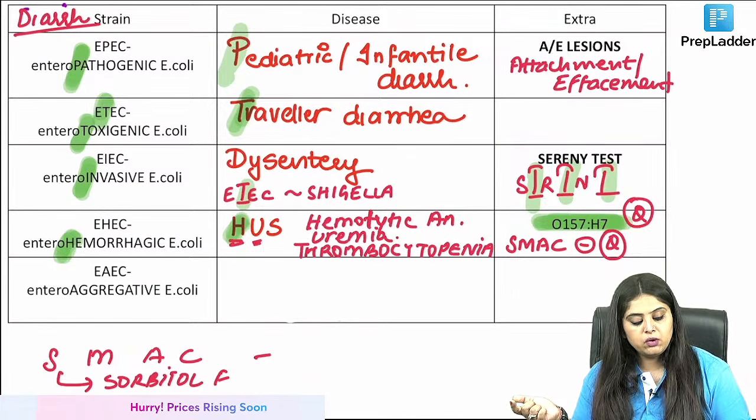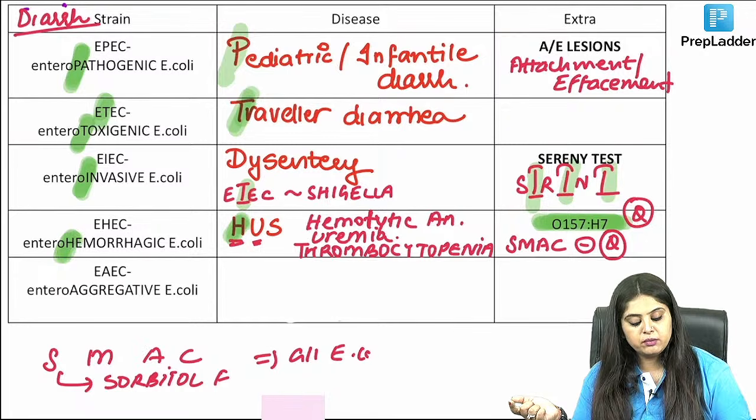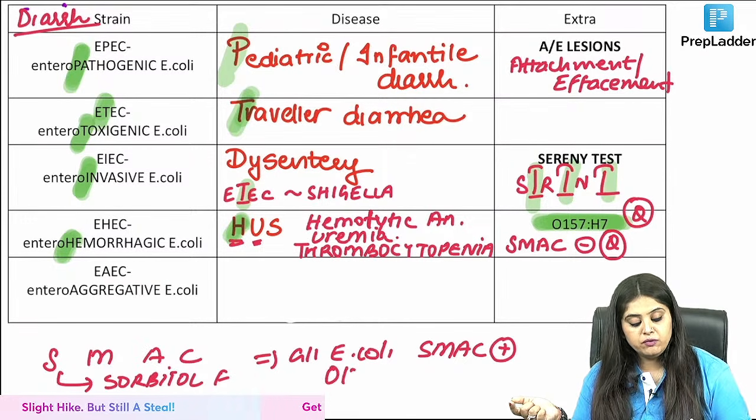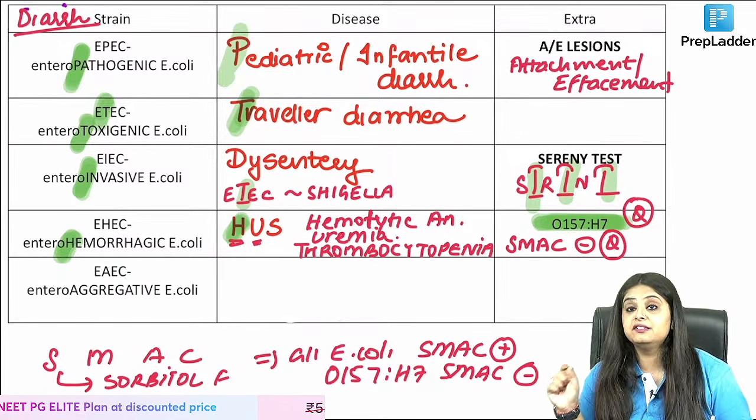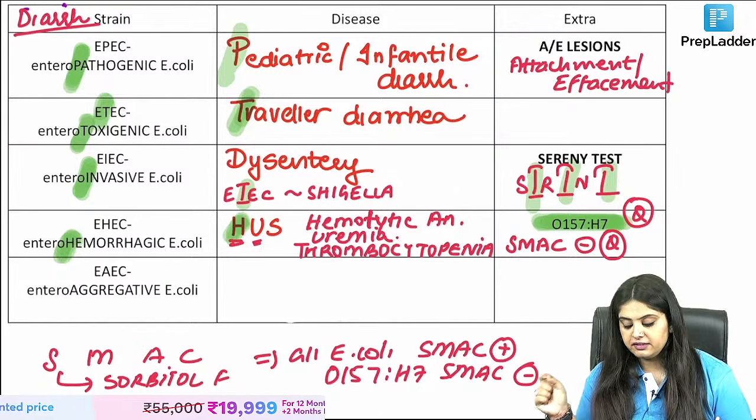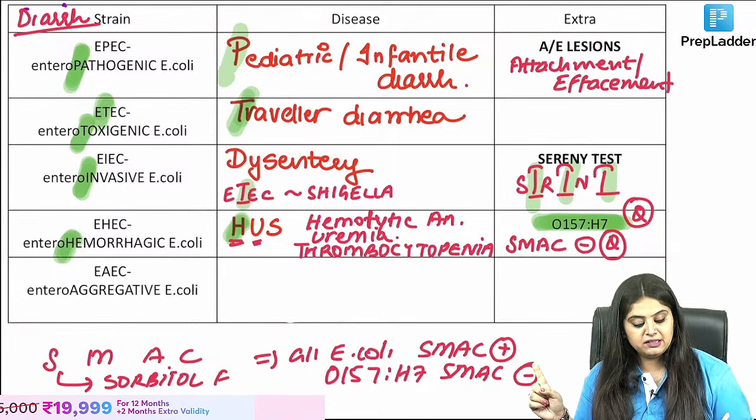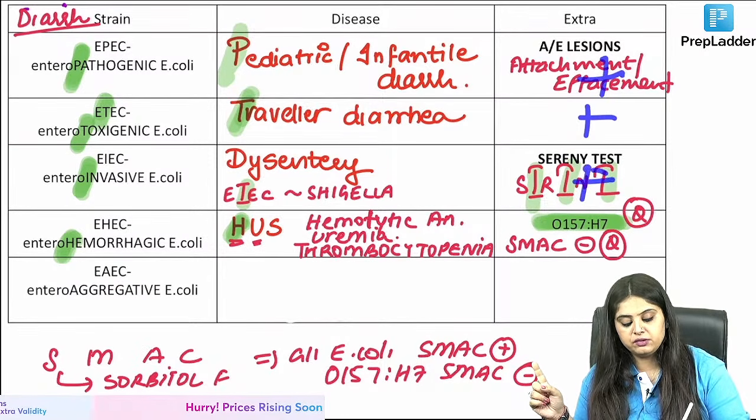And I want to tell you that all E. coli are going to be sorbitol fermenters. All E. coli are SMAC positive, but O157H7 is SMAC negative. Please note that. Okay, O157H7 is SMAC negative. बाकी सारे are SMAC positive, positive, positive, positive.